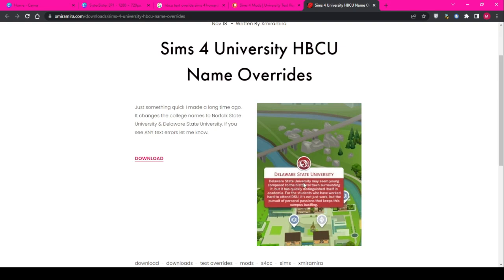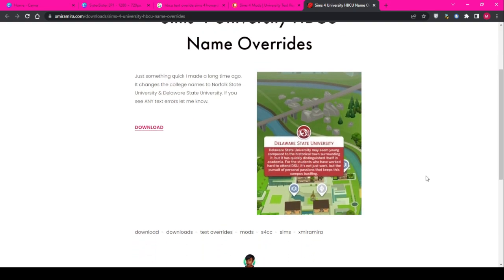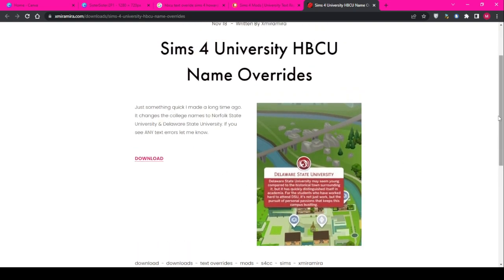And this one says Delaware State may seem young compared to the historical towns surrounding it, but it has quickly distinguished itself in academia. For the students who have worked hard to attend DSU, it's not just work, but the pursuit of personal passions that keep this campus bustling. And so that would be what you would see in your game for this specific HBCU.